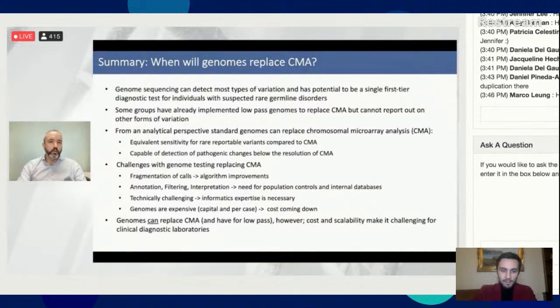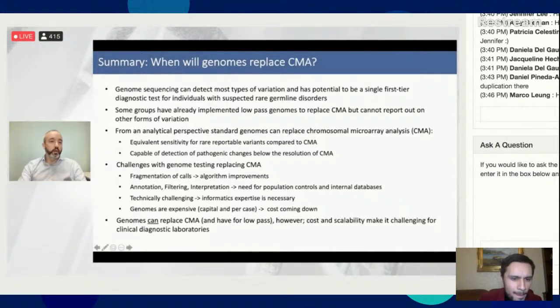Just in summary, when will genomes replace chromosomal microarray analysis? Back to the question at hand, we know that genome sequencing can detect most forms of variation, and has potential to be a first or single first-tier diagnostic test for individuals with suspected germline disorders. We know that some groups have already implemented low-pass genomes to replace CMA, but of course, in this case, you can't really report out on other forms of variation. So here we're talking a little bit more about standard genomes, 30 to 40x.